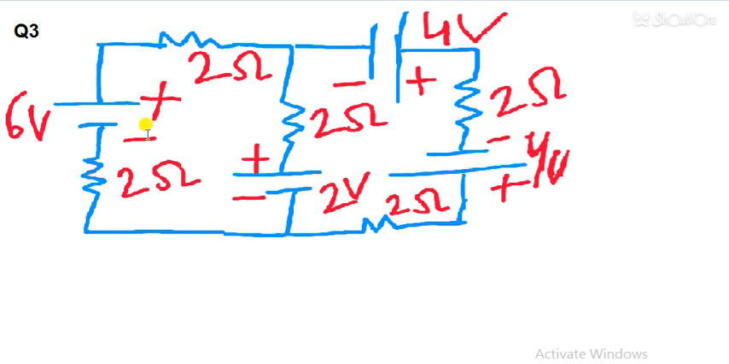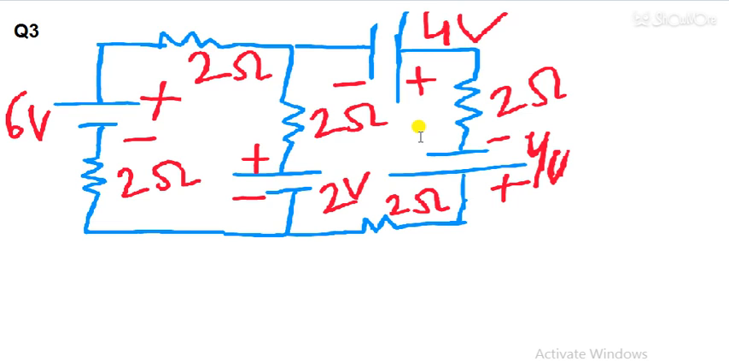In this question, no direction is given. So he will ask about the current through this 2 ohm resistance, or you can say we have to find every current. So let's assume the currents. We have to assume some currents here. This battery is given 2 volt, this battery is given 6 volt, this battery is 4 volt, this battery is again 4 volt.